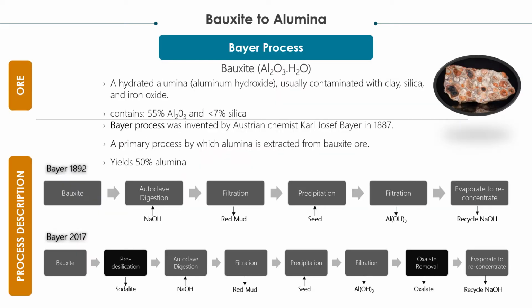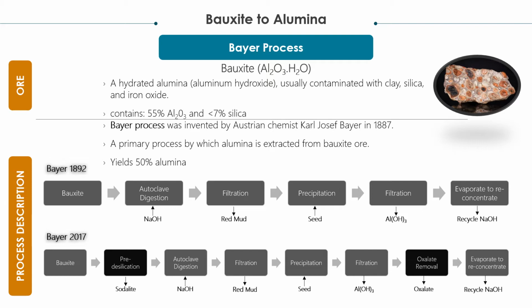Now, I will discuss the processes involved in manufacturing alumina. First is the Bayer process. It was invented by Austrian chemist Carl Joseph Bayer in 1887. It is a primary process by which alumina is extracted from bauxite ore.